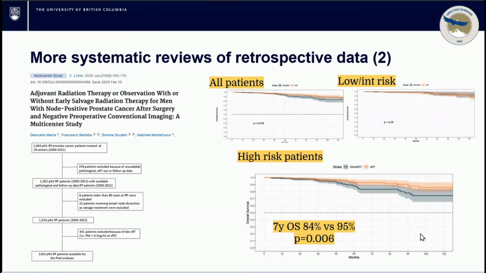The second good retrospective review, again from Mara, is from summer of this year, where he and his colleagues identified a specific cohort of 1,100 patients with CN0, M0 disease who then ended up with PN1 disease. And then they saw if adjuvant versus early salvage radiotherapy made a difference. Again, to move quickly, the takeaway was that in a high-risk part of this cohort, 7-year overall survival was 84% for those getting observation, and then 95% for those getting radiation therapy.